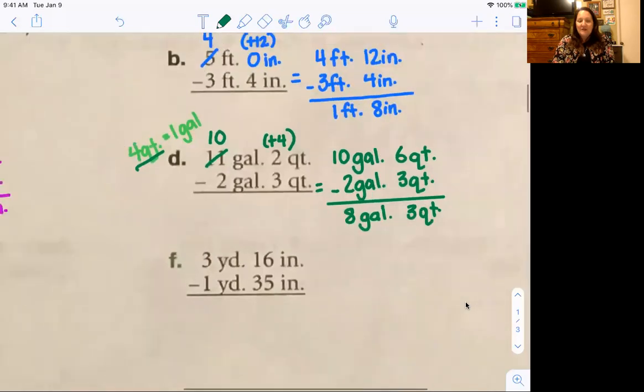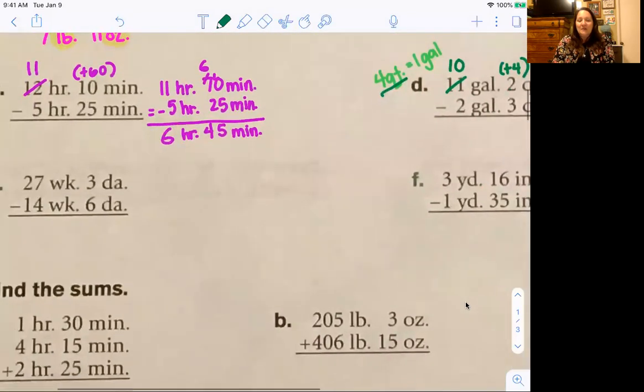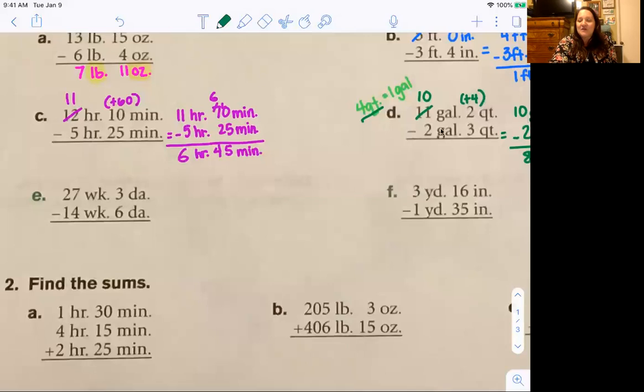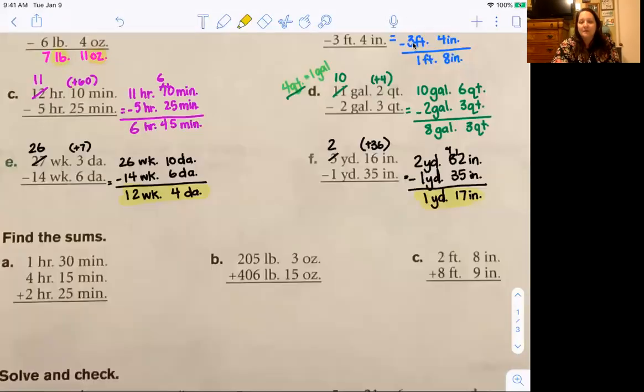So do me a favor, press pause, and please try E and F. Challenge yourself. Okay, let's check those. Letter E was 12 weeks, 4 days. Letter F, 1 yard, 17 inches. Be careful with letter F. There's not 3 inches in a yard. There's 36 inches because there's 3 feet and each foot has 12 inches. So 3 times 12 is 36. Pause it if you didn't get them right and look at mine and see what happened, okay?